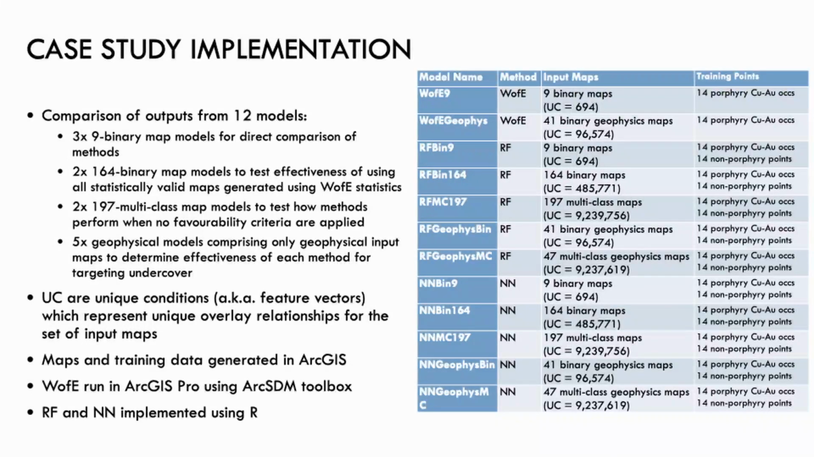This is basically a table showing the different input maps and training points used in each of the models. The interesting thing to note here is that for the multi-class input maps, literally every pixel within the Macquarie Arc study area has its own unique condition, so that no 2 pixels in the Macquarie Arc share exactly the same set of geological characteristics. All of the maps and the training data were generated using ArcGIS, and the weights of evidence also run in ArcGIS, but the random forests and the neural networks were implemented using R, because basically it was a lot faster.